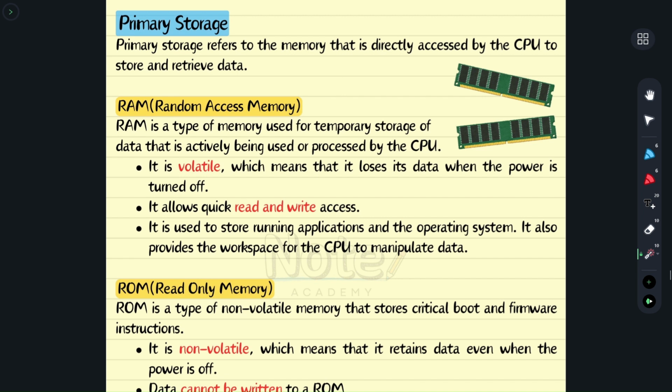So first of all, what you need to know is that when the computer is turned off, right, the random access memory will lose all of its content, right, which means that it's basically volatile. All right, next it allows quick read and write access, right? So RAM is generally faster than HDDs or SSDs that we use inside our PC, right? Next, what you need to know is that it is used to store running applications and the operating system.